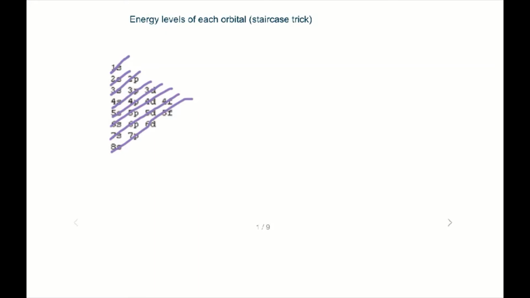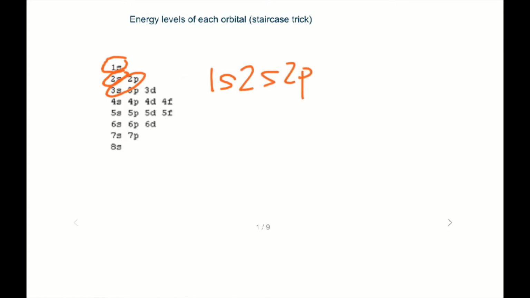So, we read it by diagonal, and we go down the list, and we go from the top of the diagonal to the bottom of the diagonal. So let me just show you. We start off with the first diagonal, which contains the 1s. The second diagonal contains 2s. The third diagonal contains 2p and 3s. The fourth diagonal contains 3p and 4s.